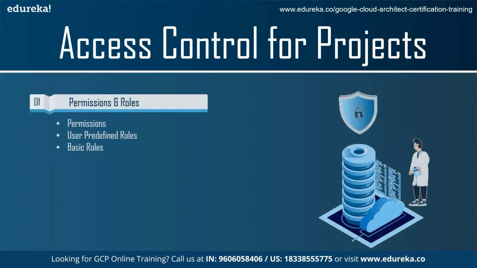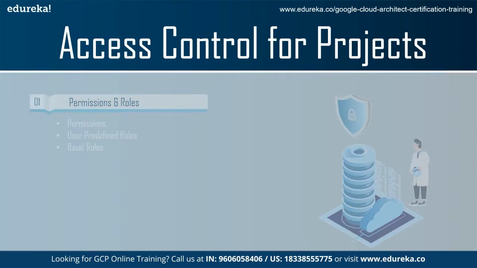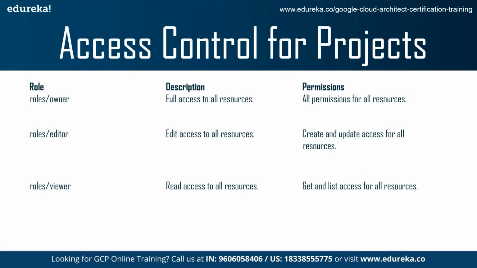And then there are basic roles. These roles are very powerful and include a large amount of permissions across all Google Cloud services. You can see owner, editor, and viewer; if you look at the resource hierarchy, they are the highest roles. You can see how for owner, all permissions for all resources are given. Then for editor, create and update access for all resources. And with the viewer role, you get get and list access for all resources.